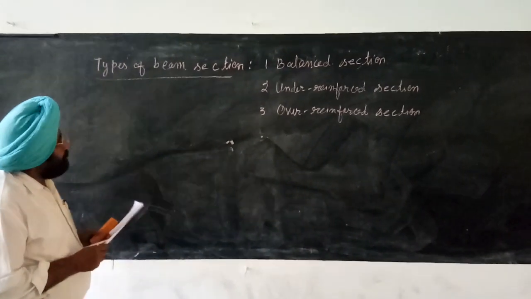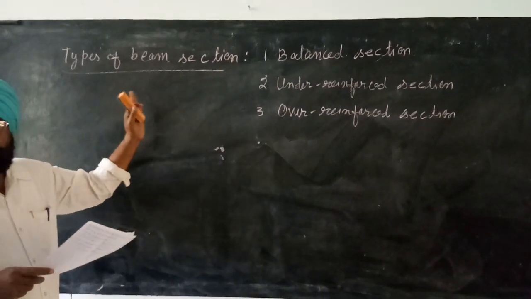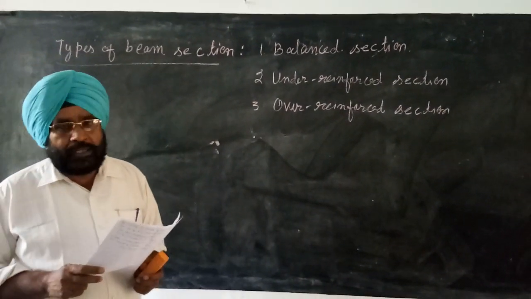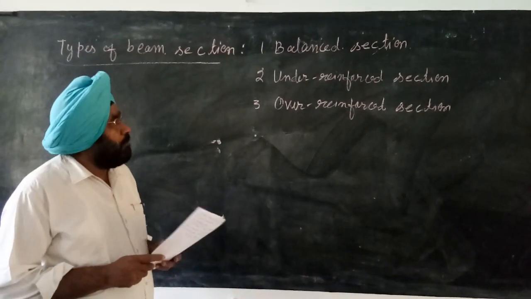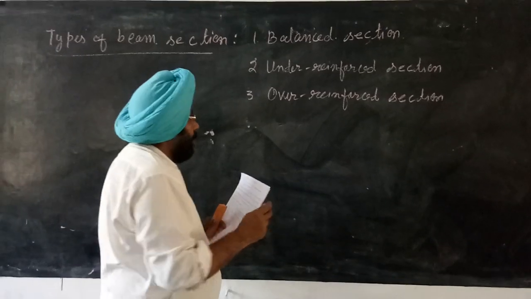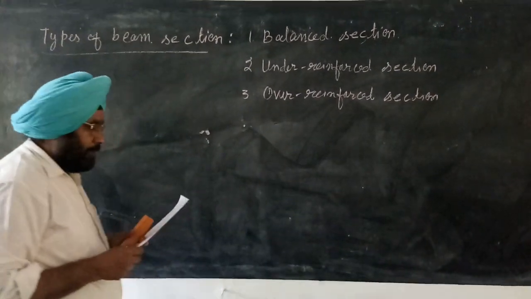Good morning, students. So today we will do the types of the beam section. The different types of beam section used in the RCC design are: first is balanced section, second is under reinforced section, and third is over reinforced section. So what is balanced section?